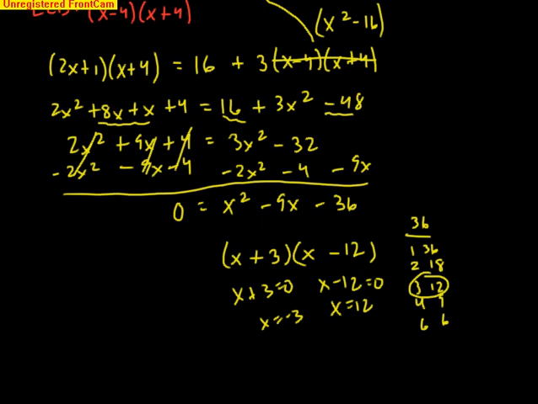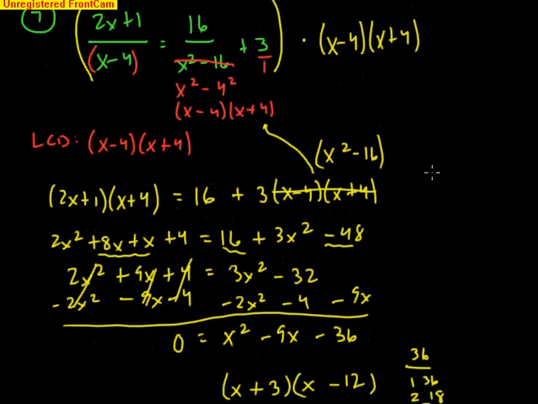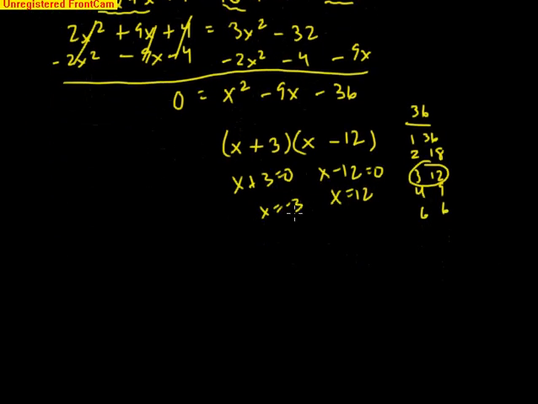Now I will look at the original problem and ask myself, are these allowed? Well, if I go to the top, this denominator was x - 4, so x cannot equal 4. This one was (x - 4)(x + 4). Again, x cannot equal 4 or negative 4. And this one had no denominator, so it's good. So the question was, is 4 or negative 4 one of our answers? Nope. So they're both good.